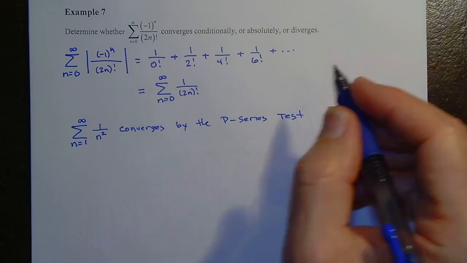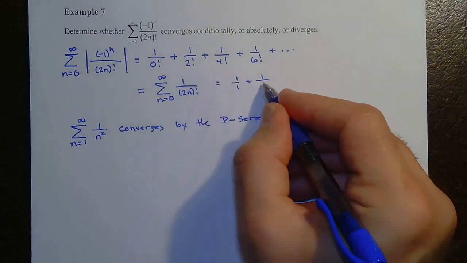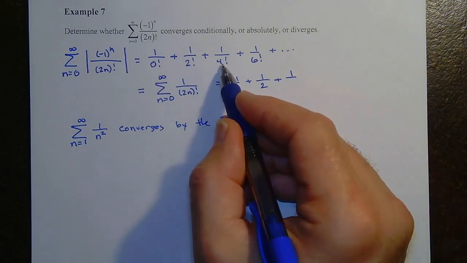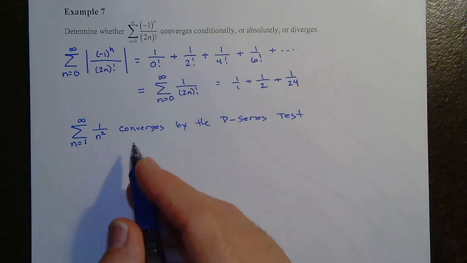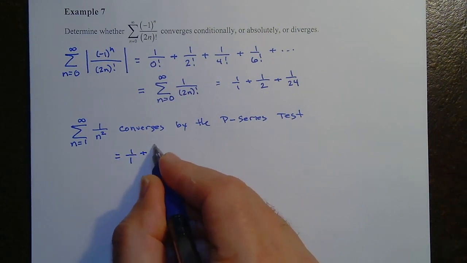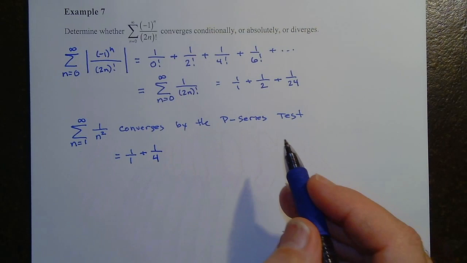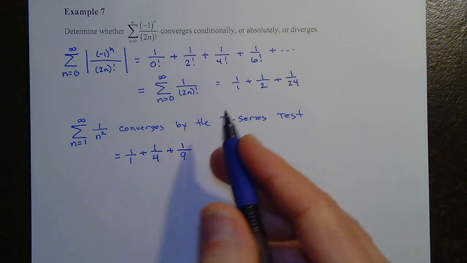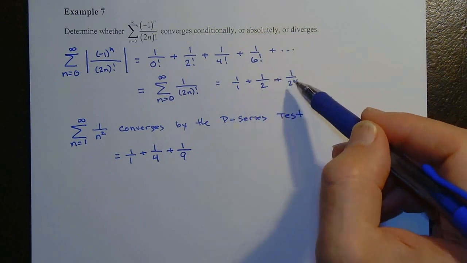Now let me write out the first few terms. This would be 1 over 1, plus 1 over 2 times 1, which is 2, and then plus 1 over 4 times 3, which is 12, and 12 times 2 is 24. That'd be 24. Versus this one, if we put 1 in, this one would be 1 over 1, and then plus 1 over 2 squared, that'd be 1 over 4, and then plus 1 over 3 squared, this would be 9. So look at the first three terms: 1 over 1, 1 over 2, 1 over 24, but this one's 1 over 9.